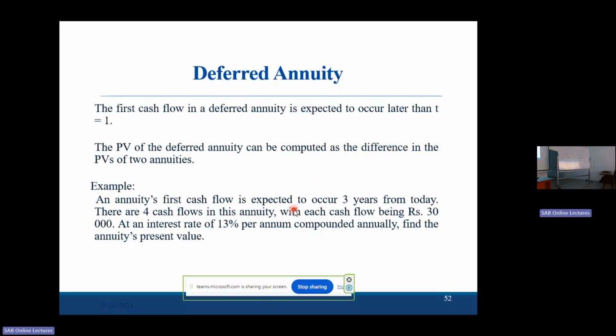Right. So the next one is the deferred annuity. You need a break. At 11:40 you have to start the quiz. 10 minutes break. Come quickly. 10 minutes, 15 maximum.